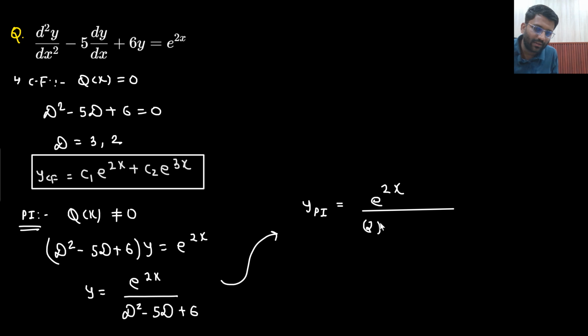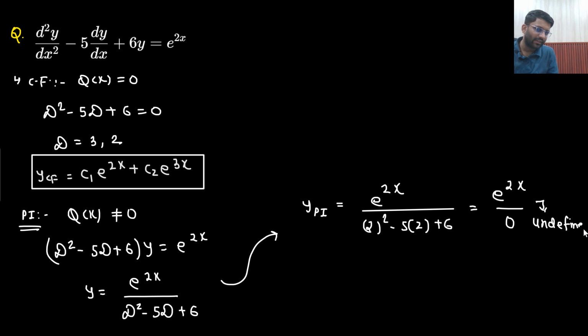So what will I be getting? 2 squared minus 5 into 2 plus 6. What you are getting? E to the power 2x. This will become 10 minus 10, 0. E to the power 2x by 0, which is undefined. It is undefined. That means this is not the correct answer.